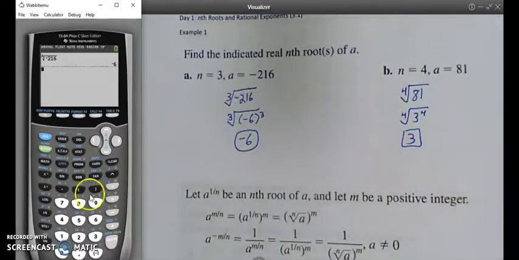To type that into the calculator, you would actually hit the math key, go down to the fifth option which says x root, and you will type in the fourth root. So 4 is my index. I'll hit to the right and then type in an 81 as my radicand and get 3.